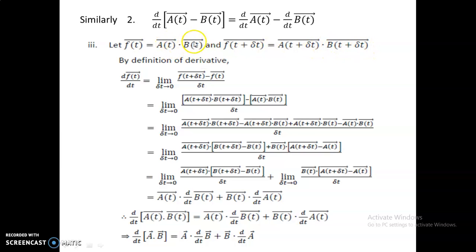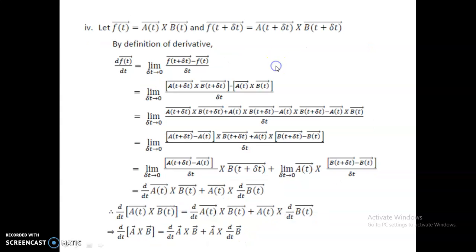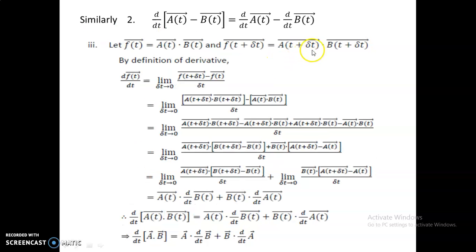Small changes in t, that scalar vector. Then, making use of the definition of the derivative, d by dt of f of t, where f of t is the product of two vector functions. Now we can replace f of t plus delta t by a of t plus delta t into b of t plus delta t, and f of t by a of t into b of t, divided by delta t.